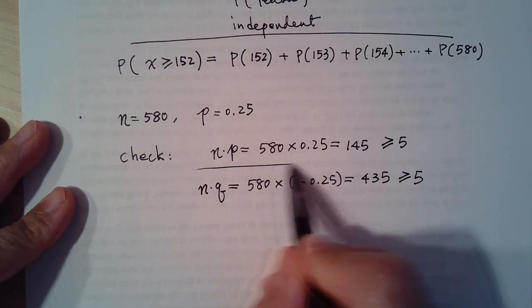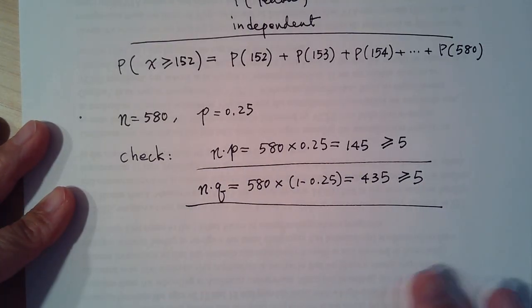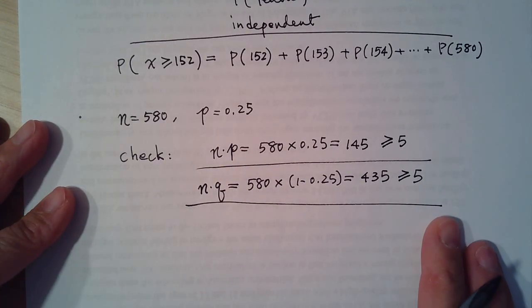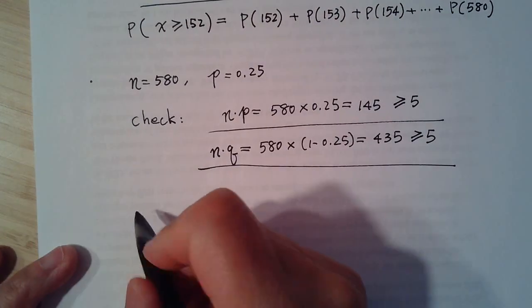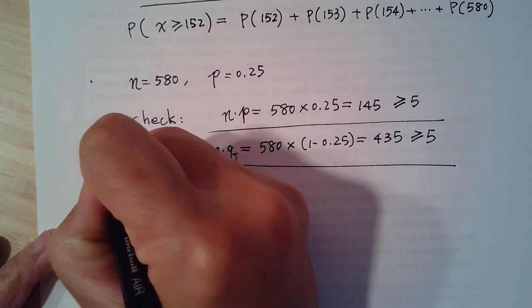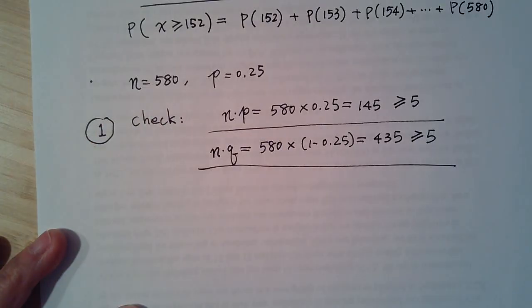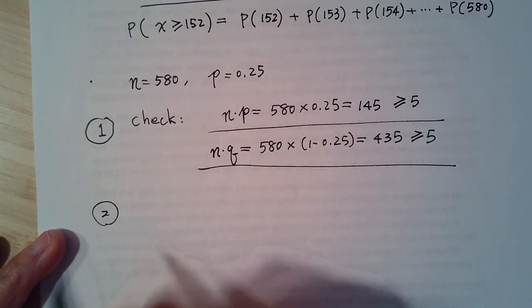I really need to see this in your quiz. You get credit for that. If you don't write this down, I cannot give you credit. All right, now that's the first step, okay? I want to see the second step.